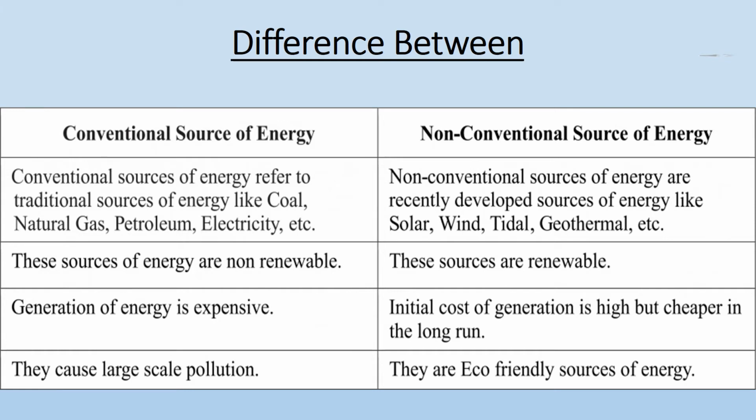Under conventional sources of energy, generation of energy is expensive, and under non-conventional sources, the initial cost of generation is high but cheaper in the long run. And the last point: conventional sources of energy cause large scale pollution, and non-conventional sources are eco-friendly sources of energy.